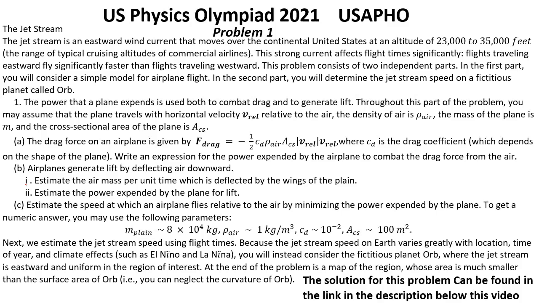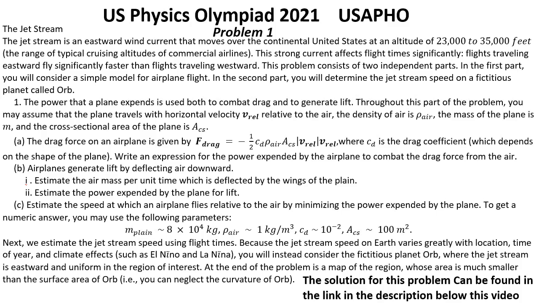1. Estimate the air mass per unit time which is deflected by the wings of the plane. 2. Estimate the power expended by the plane for lift. Question C. Estimate the speed at which an airplane flies relative to the air by minimizing the power expended by the plane. To get a numeric answer, you may use the following parameters.